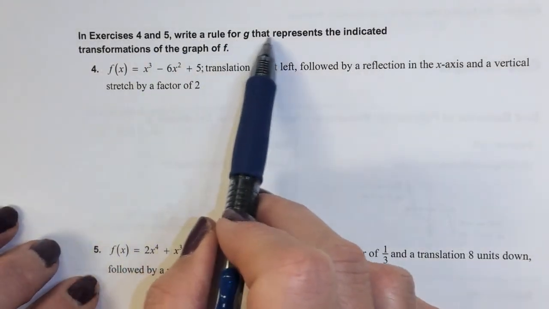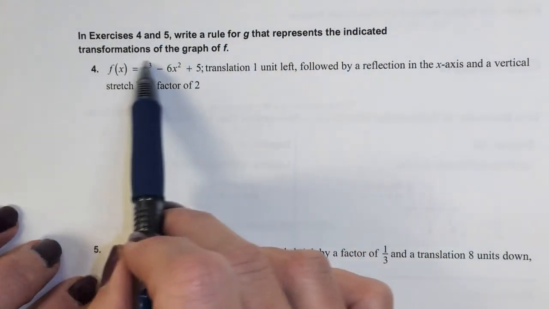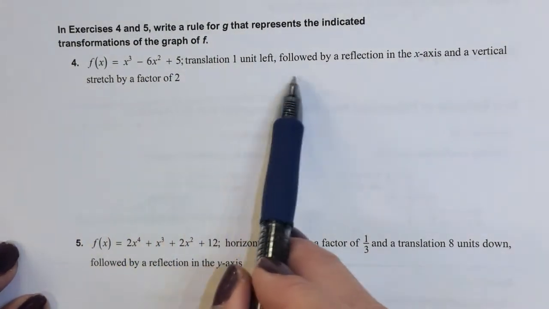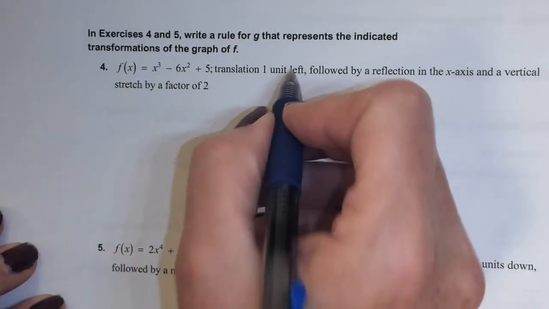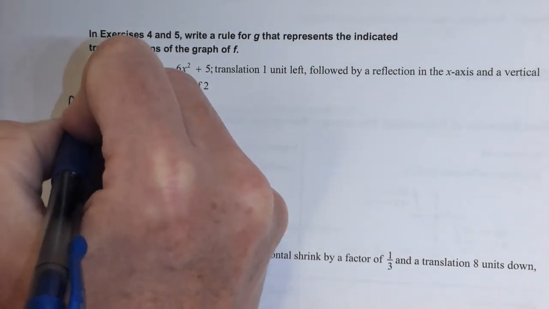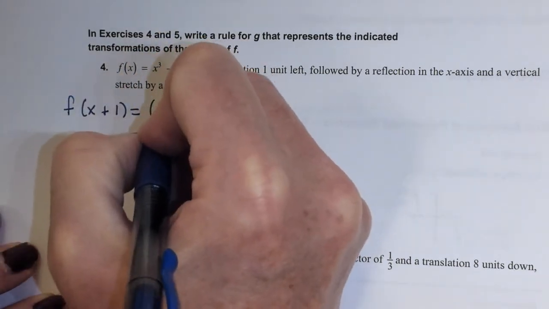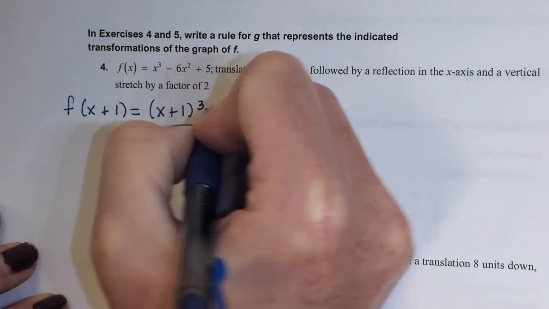Exercises 4 and 5, write a rule for g that represents the indicated transformations of the function. So we start off with this function. First thing I want to do is a translation 1 unit left. So that means I'm going to have to do f of x plus 1. Everywhere I have an x, I'm going to replace it with an x plus 1.